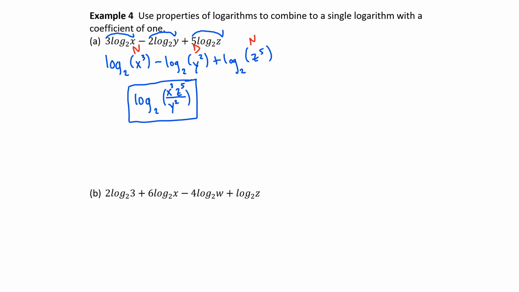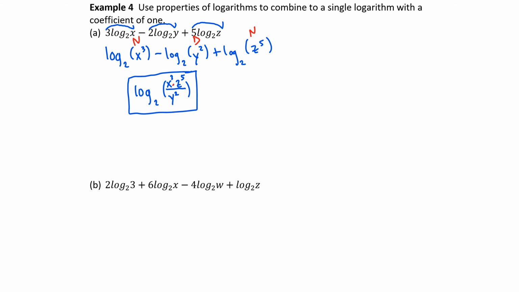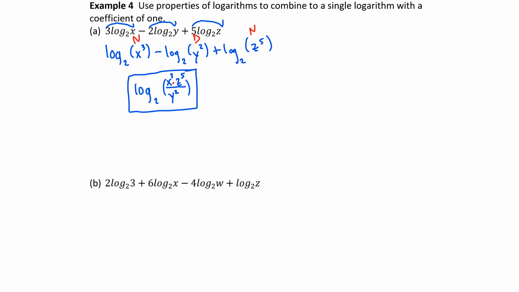Our logarithm has a coefficient of 1, so it has been completely condensed. Now, I do want to point out one thing. Notice the operation between the x cubed and the z to the 5th is multiplication. Don't be tempted to put a sum right there. Everything in the argument will be either multiplied or divided. Okay, let's practice one more, and then we'll see how these properties will be important in solving logarithmic equations.